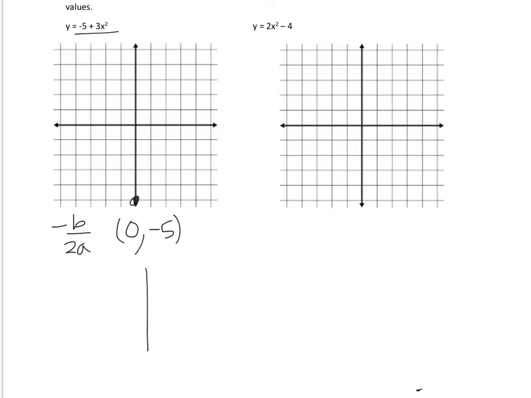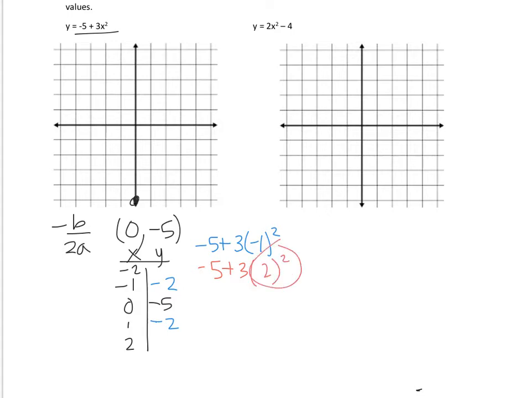So to make a table, I'm going to plug in 0, -5 in the middle of my table, and plug in numbers greater than or less than. So if I plug in -1, it's going to be -5 plus 3 times -1 squared. So that's going to be -2. And symmetry is going to be -2 on this side. So now I'm going to plug in 2, and it's going to be -5 plus 3 times 2 squared. So that's 4 times 3 is 12, minus 5 is 7.